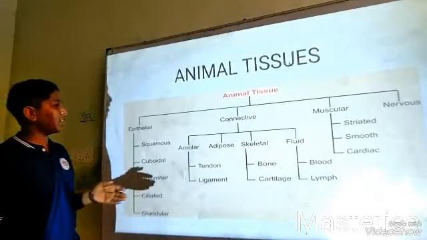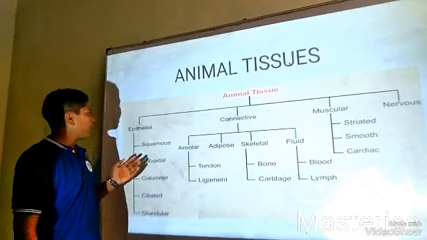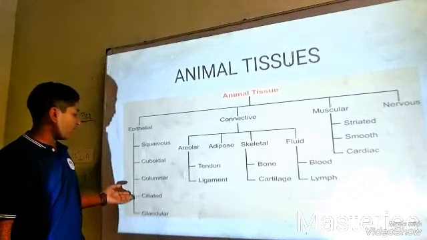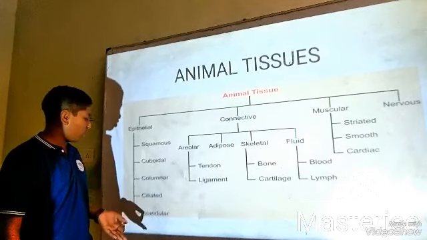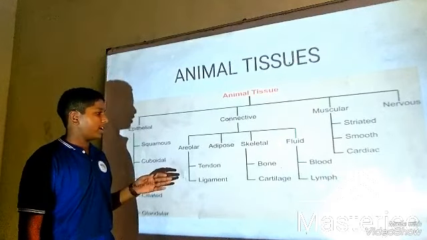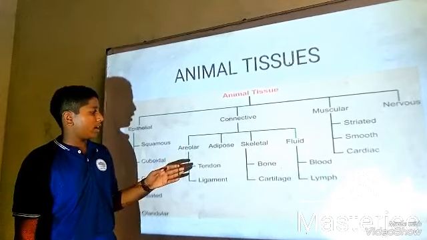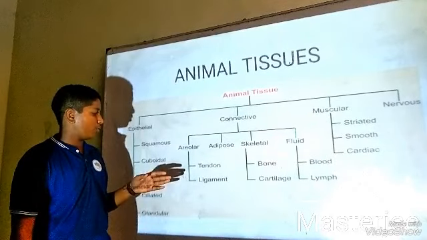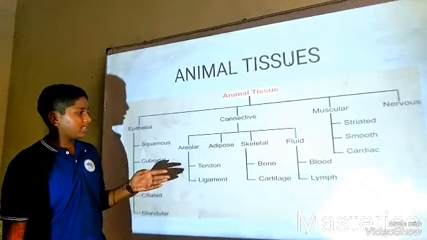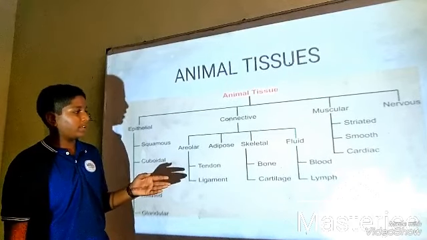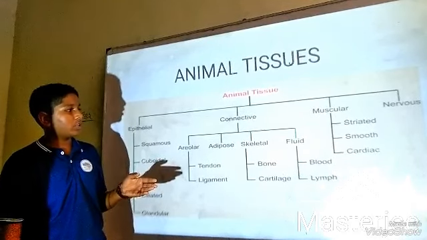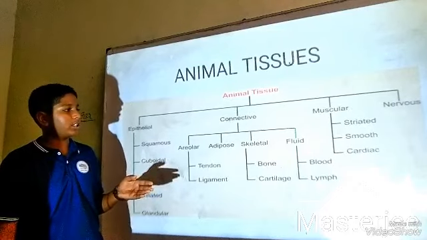Animal tissue. Animal tissues are broadly classified into four types: epithelial, connective, muscular, and nervous tissue. Epithelium is divided into squamous, cuboidal, columnar, and ciliated tissue. Connective tissue is divided into four types: areolar, adipose, skeletal, and fluid. Areolar is divided into tendon and ligament, skeletal into bone and cartilage, and fluid into blood and lymph. Muscular tissue is divided into three types: striated, smooth, and cardiac.